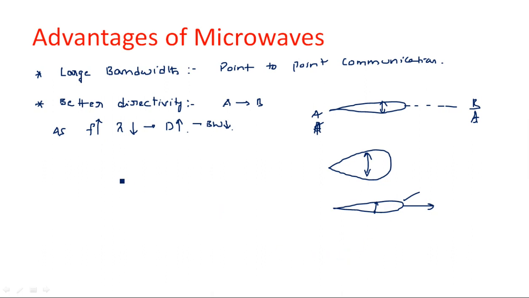To get this high directivity, the wavelength lambda should be very low. Lambda being low is due to high microwave frequencies. This is the relation between the frequency and the beam width. So this is what gives better directivity.